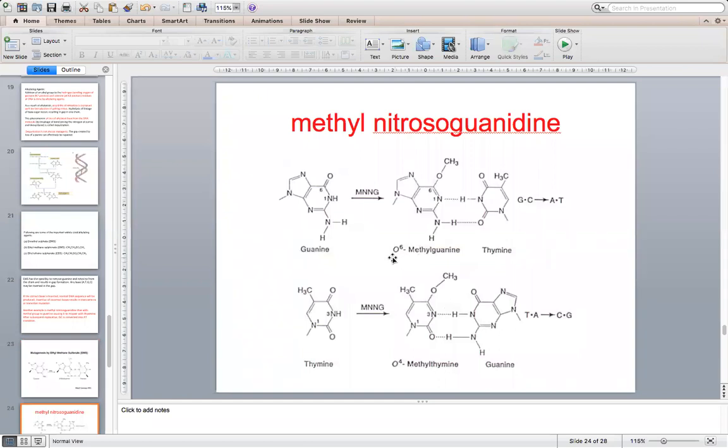However, methyl guanine pairs with the thymine. And here the thymine has to pair with the adenine. However, it has become methyl adenine, and it pairs with the guanine.